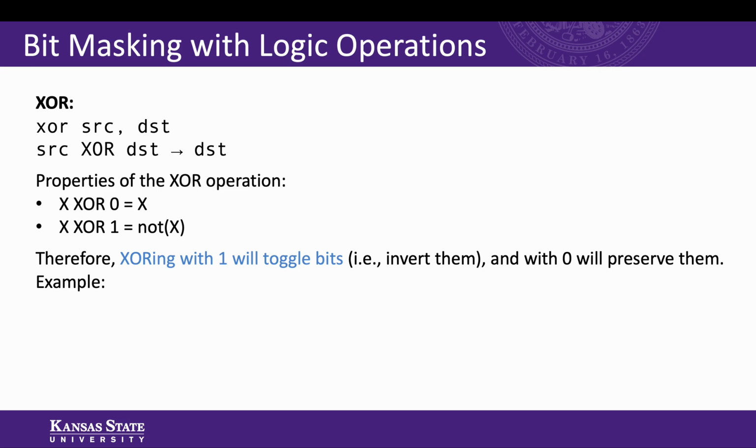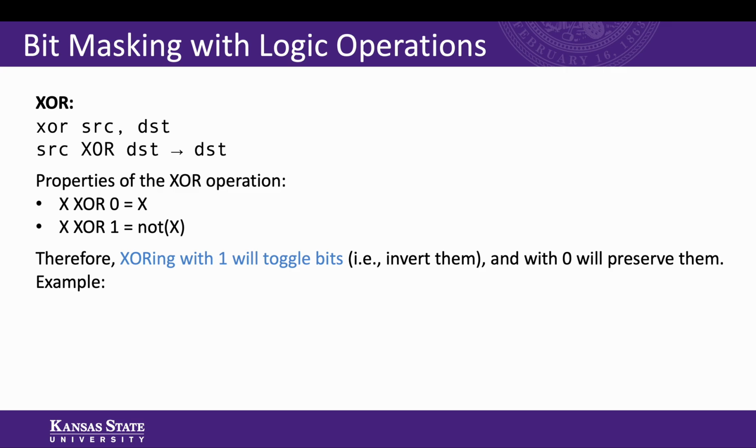Let's look at properties of the exclusive OR operation. First one there, x exclusive OR 0 is equal to x. Let's understand that. If x were 0, 0 exclusive OR 0 is 0. If x were 1, 1 exclusive OR 0 is 1. So in either case, we got back x. Great.